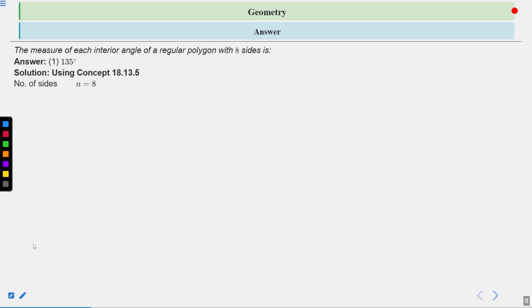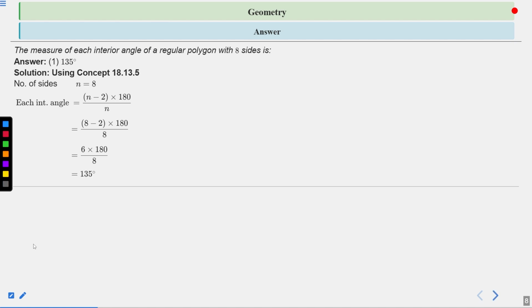The number of sides n equals 8. Using the formula, each interior angle becomes (n minus 2) into 180 upon n. Just put in the value: (8 minus 2) into 180 upon 8, which becomes 6 into 180 upon 8. When we simplify it, we get the value of each interior angle, which is 135 degrees. So the first one is the correct answer of this question.